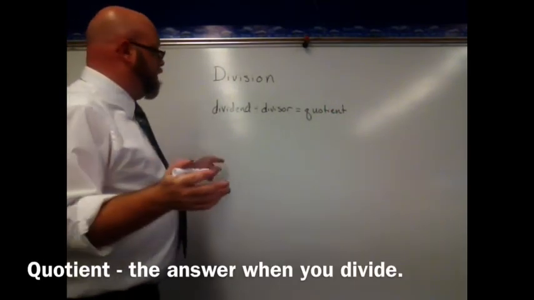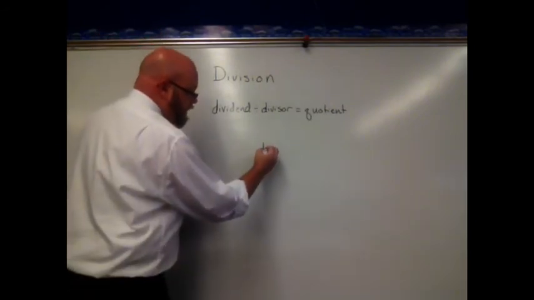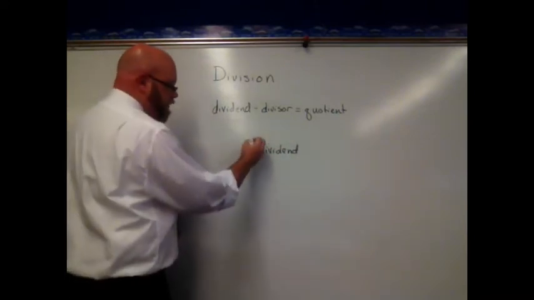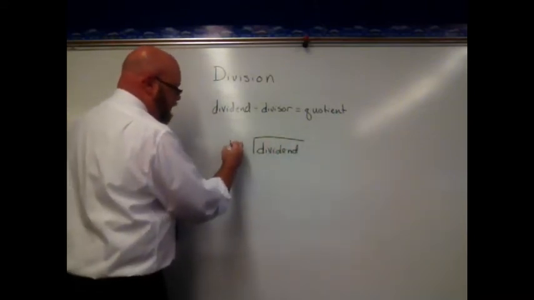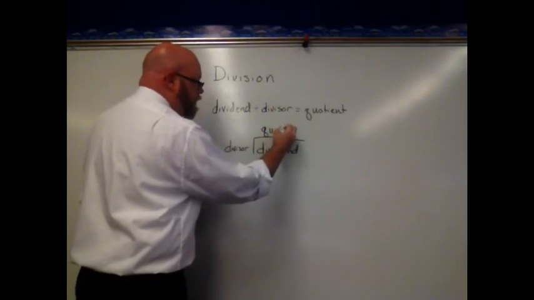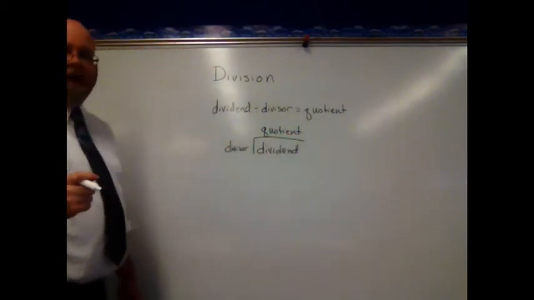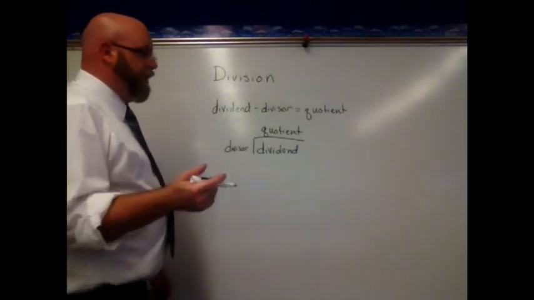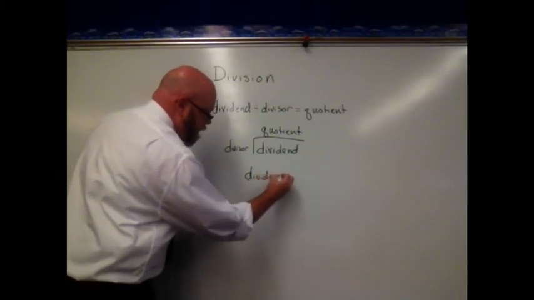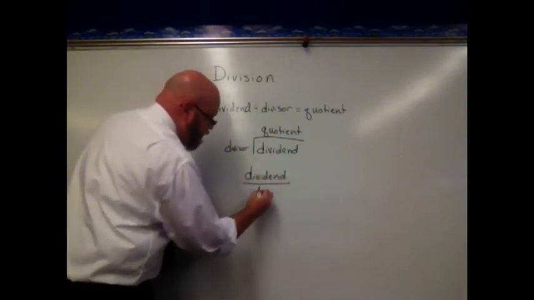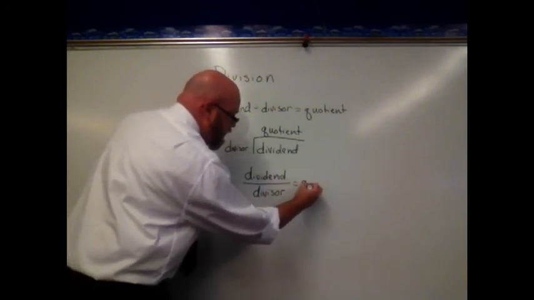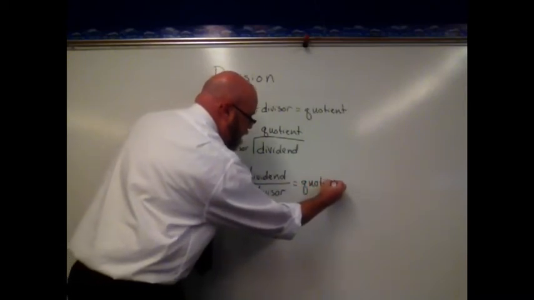If we're doing this in a division box, the dividend is inside the division box, the divisor is outside, and the quotient is on top. And if we're looking at this as division as a fraction, the dividend is on top, the divisor is underneath, and they will always equal the quotient.